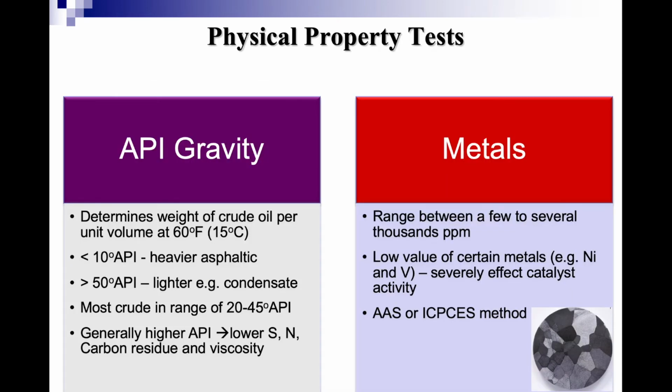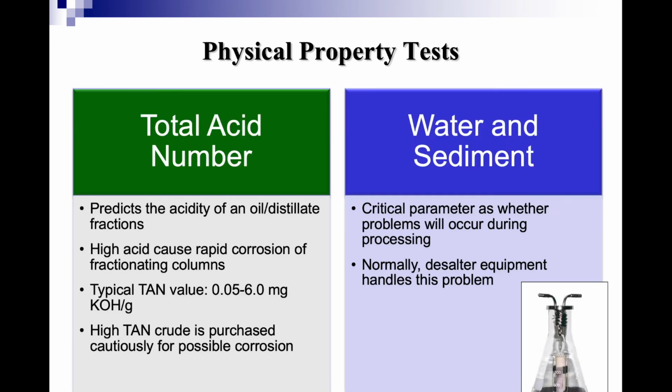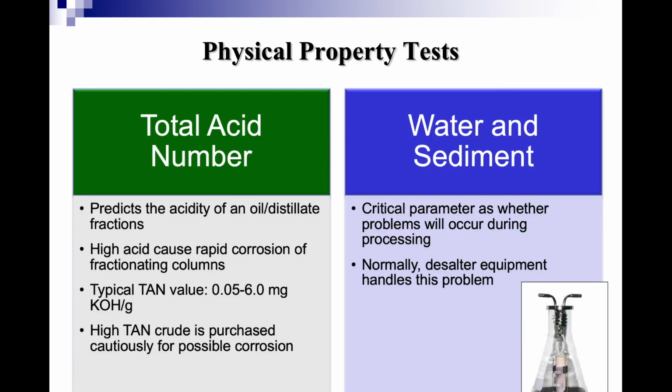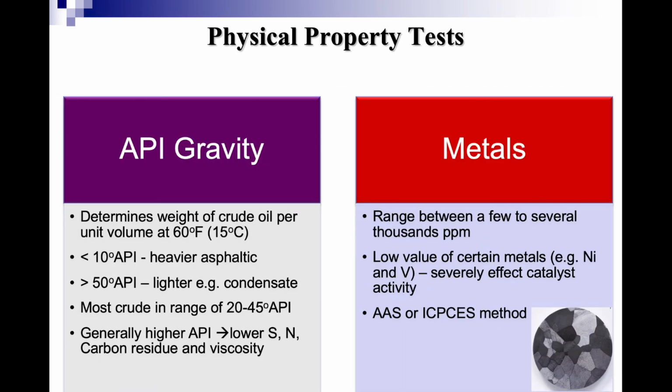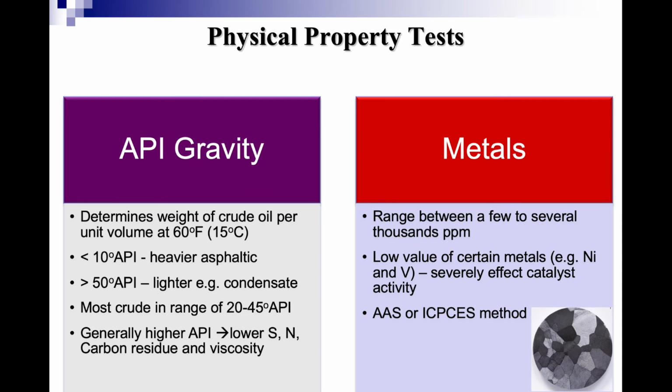Okay, for the physical property tests for crude oil, they have 8 physical property tests. The first one is API gravity. So what is API gravity? API gravity determines the weight of crude oil per unit volume at 60 degrees Fahrenheit, which is 15 degrees C.